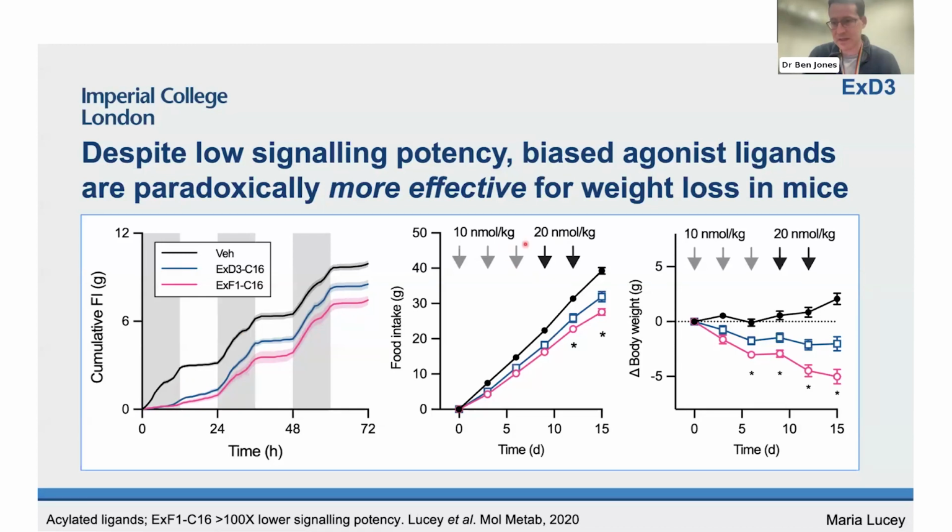And then when we extend this over a longer treatment period, 2 weeks, we see that the line continues to diverge, and this leads to greater weight loss. And this, I think, is quite interesting because, as I showed on the previous slide, this biased agonist drug actually has quite low signaling potency. So it's something that probably would have been discarded in a traditional drug discovery program because it has low signaling potency, but actually it works very well in a physiological system.